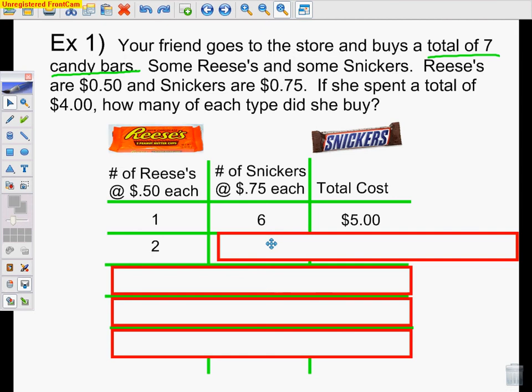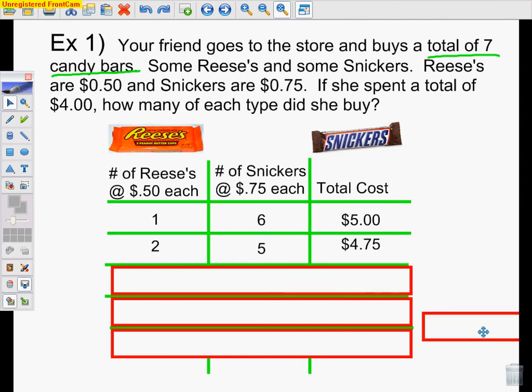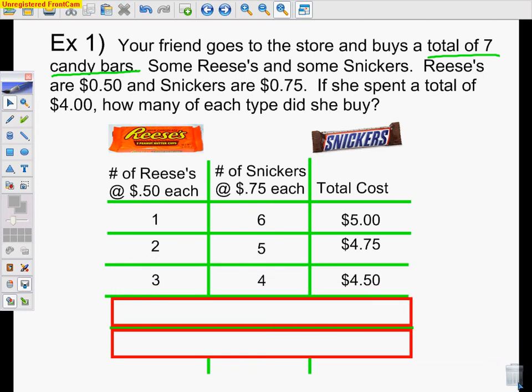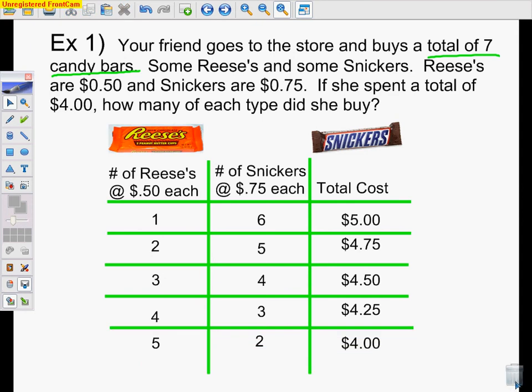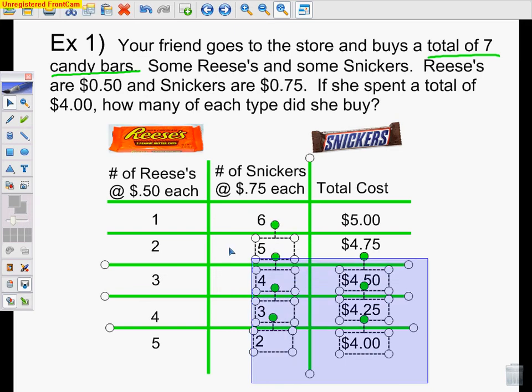If we had 2 Reese's, we would have had to have 5 Snickers, and that cost would have come out to be $4.75. Still not $4. 3 Reese's and 4 Snickers didn't work. 4 Reese's and 3 Snickers didn't work. 5 Reese's and 2 Snickers. That finally came out to the $4 that we needed. Now, this process can be quite tedious, especially if we're dealing with really large numbers.